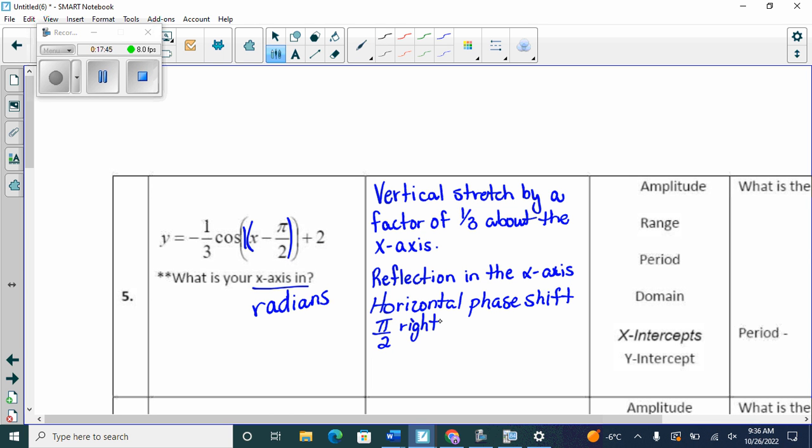Dirt, rolling. See? See? Vertical displacement. My grandpa has so many good stories. I just sat there and listened to him all the time. 2 units up.